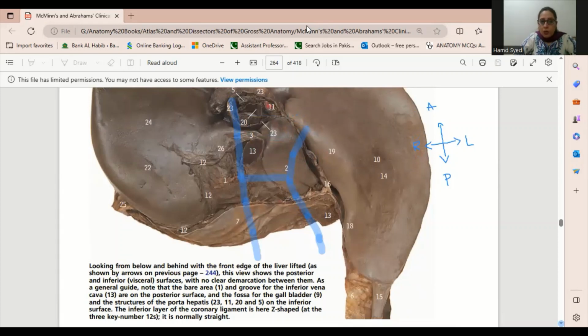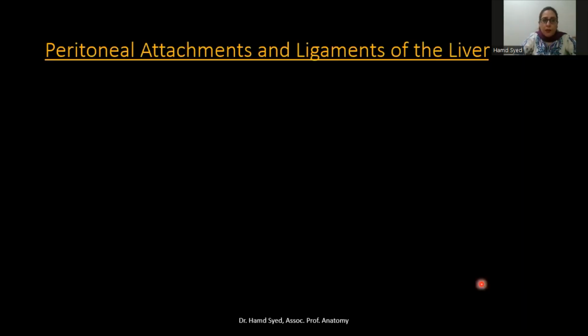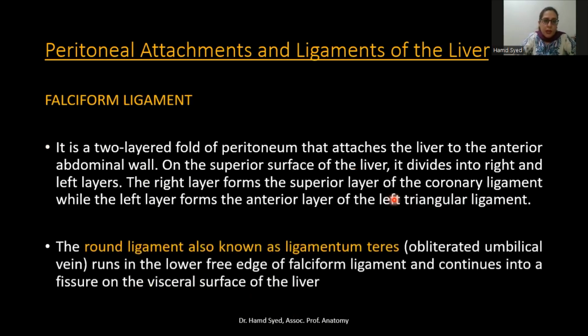Now let's come back to our PowerPoint slides. And now let's talk about the peritoneal attachments, the ligaments of the liver. So we have over here, if we want to summarize the ligaments of the liver, the first one is falciform ligament. Falciform ligament, when we talk about this ligament, it's a two-layered fold of peritoneum that attaches the liver to the anterior abdominal wall, as I mentioned before.